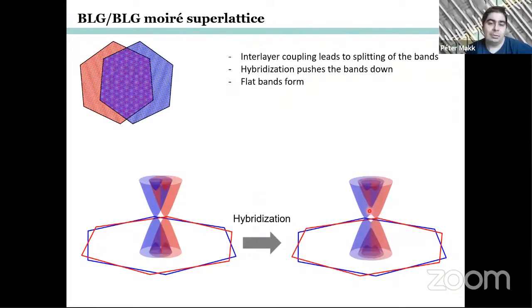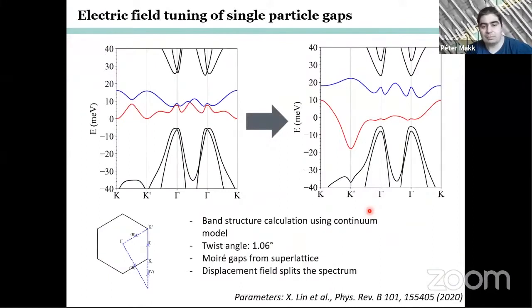And now if you look a bit more precisely at the structures which we will use or which we measure, this is calculated for a twist angle of 1.06 degrees. This is not the magic angle, not so far from it, but it's not the magic angle for twisted bilayer graphene. What you see is that you arrive at such a band structure. So these are the single particle gaps, what you get from just the periodic potential.